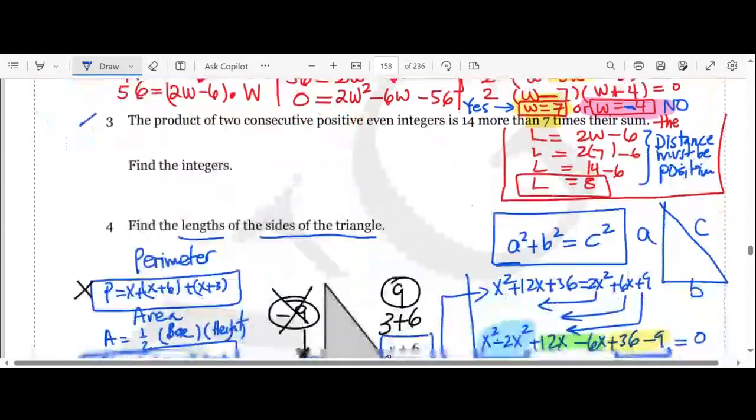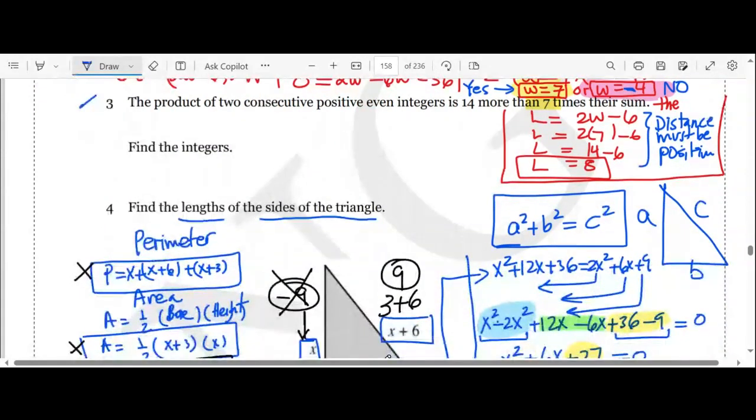The product of two consecutive positive even integers is 14 more than 7 times their sum. Find the integers. If I tell you to open your page in front of you, what page do you have? Okay, so x, you have the first page. What's the second page? X plus 1, if consecutive. But what if it's consecutive even? So the first page is x, the second page is going to be what? X plus 2, correct. Is this clear? So the first number is x, the second number is x plus 2.